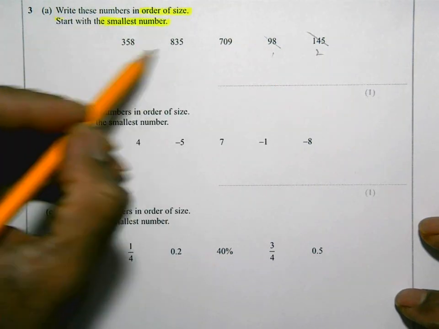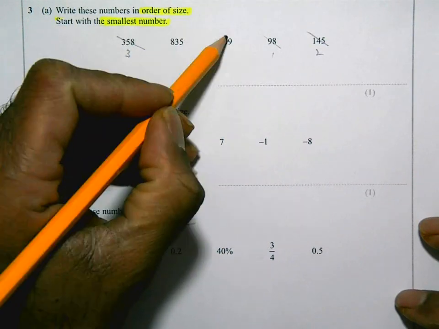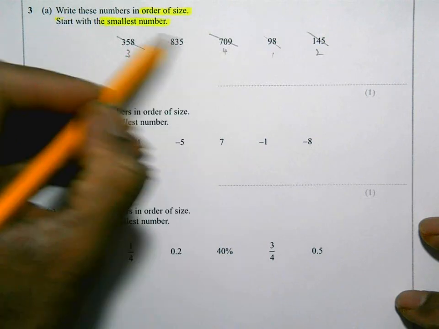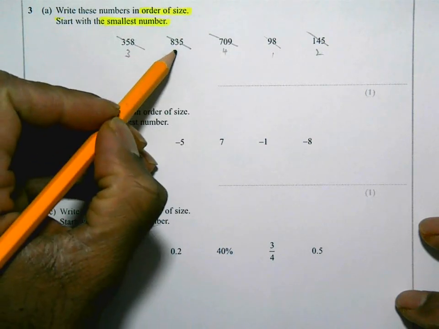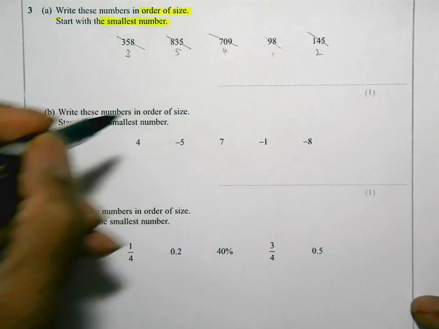145. The next one is going to be 358. The next one, 709, and the biggest one there is 835. So I've now put them in order. I'm just going to write them down.